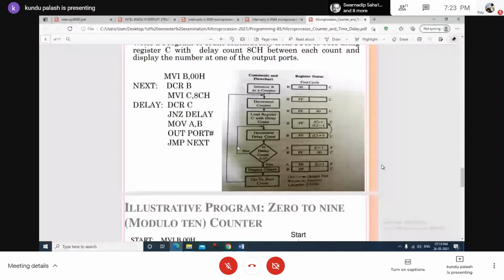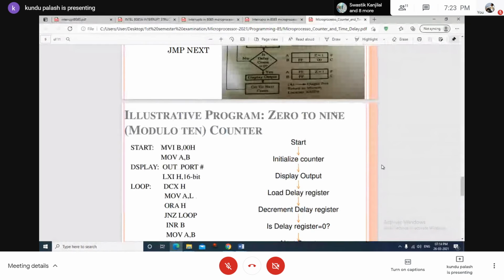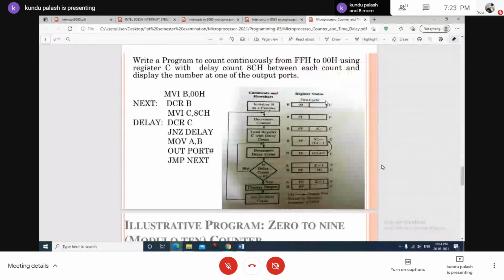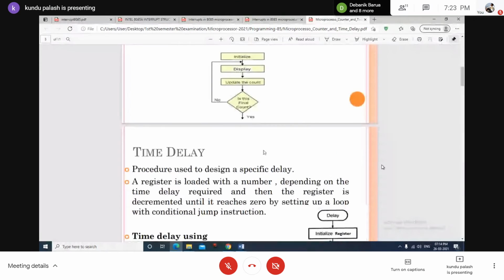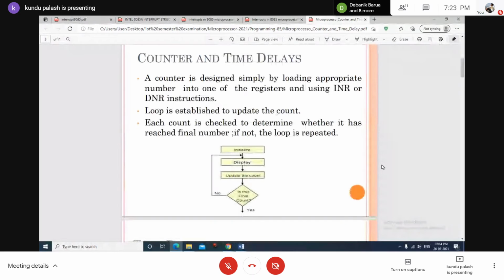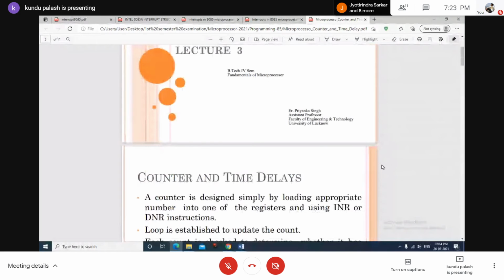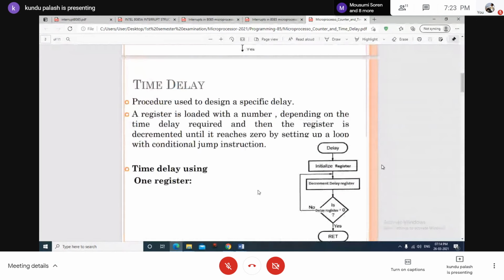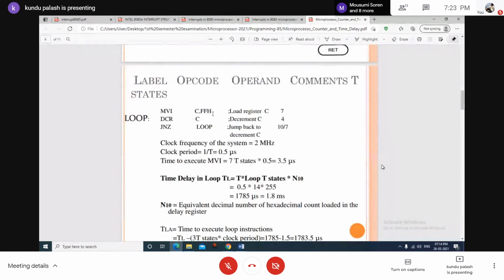So this is a counter program now. Counter time delay is basically an application of the counter for generating the time delay. What type of counter? It is a down counter. Generally, the up counter feature is not used. Down counter: DCR C means counting down by one. But we could write INR C. In that case, it will be an up counter.